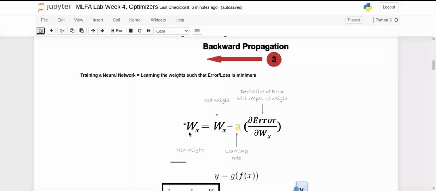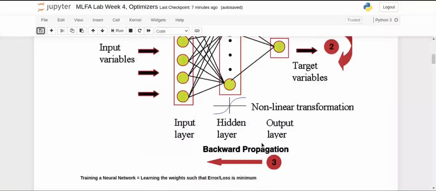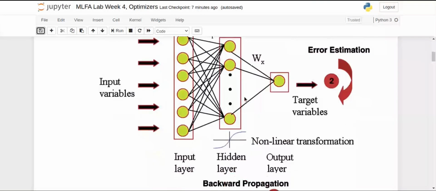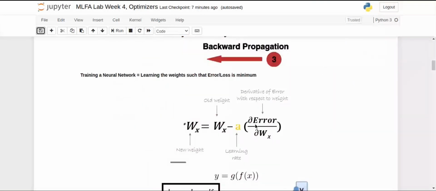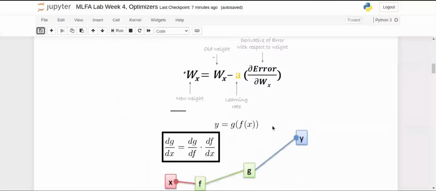The weight updation takes place with this formula. This is w new, and this is w old minus the learning rate times d error divided by dwx. The error, as I have said, means (yp minus yi) whole squared, which is the mean square error. And you are taking the differentiation with respect to these weights. Now, how do we calculate this differentiation?